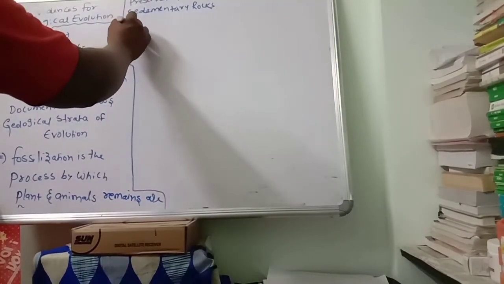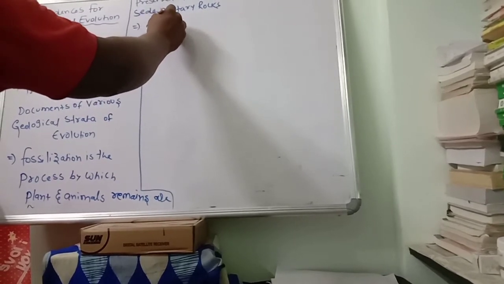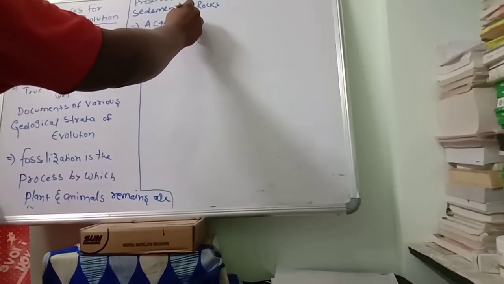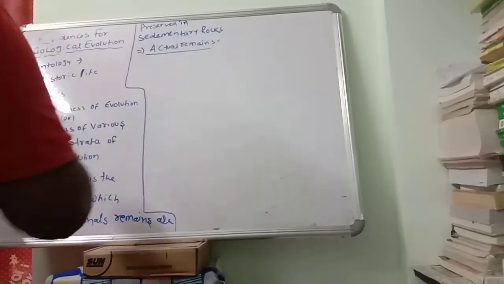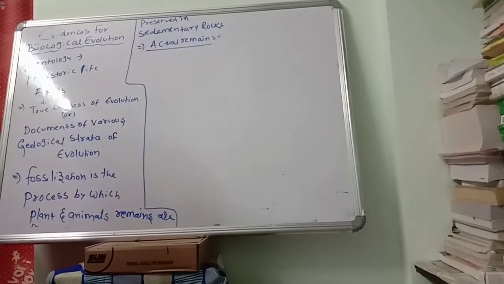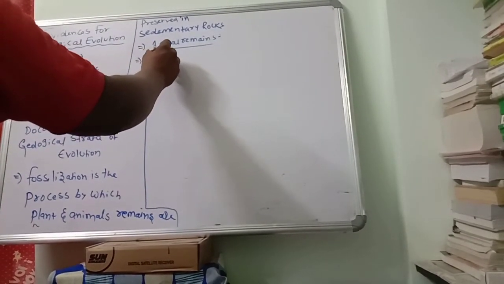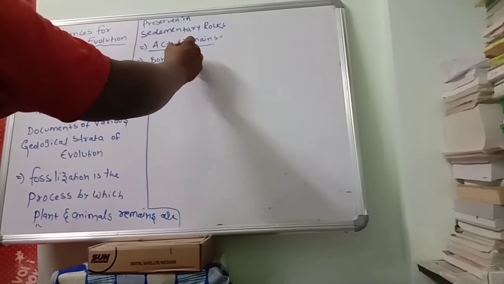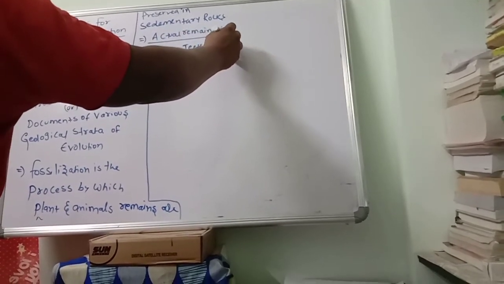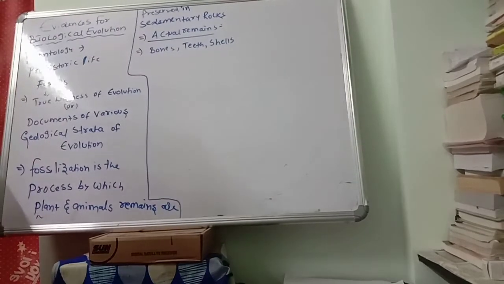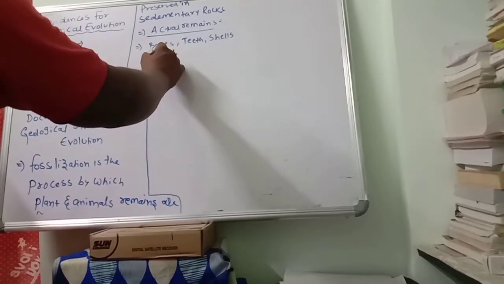First, there are different categories. First one is actual remains. What is the first category? Actual remains. Okay, so the original hard parts, you know, bones, very very important, bones, teeth, or shells. These all bones, teeth, shells are preserved in the earth's atmosphere.